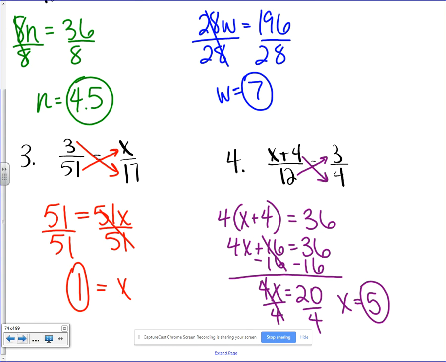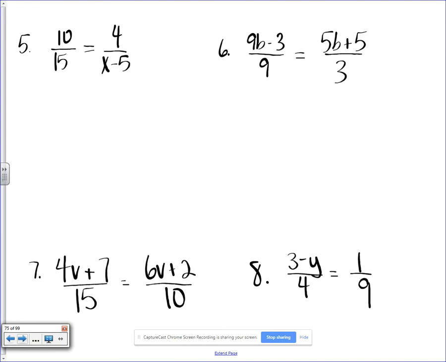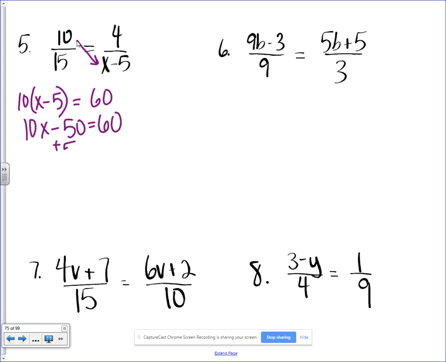And we're just solving these like usual. Remember to stop and pause this video as you need in order to keep up and solve these proportions. We're going to cross multiply, which means I'm going to need to distribute that 3 to the 9b minus 3.